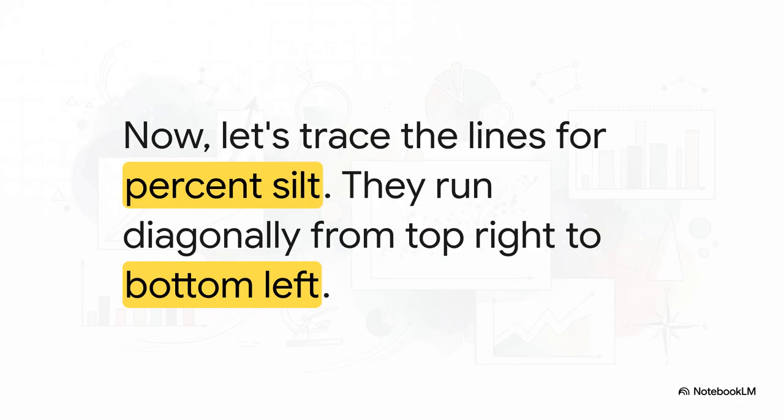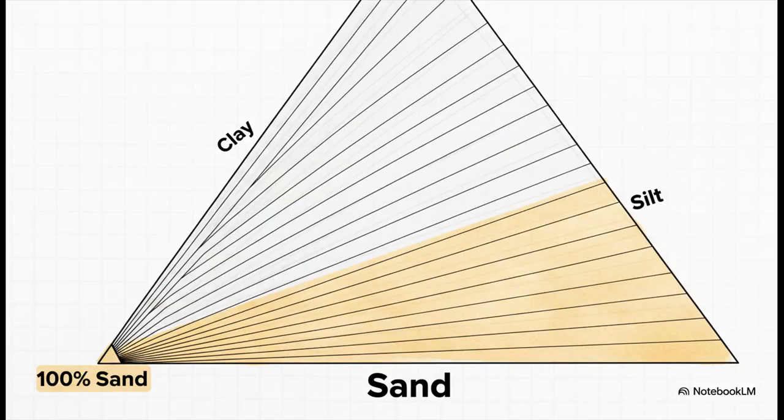Now let's look at silt. Its lines run diagonally down and to the left. If you're on the far left edge, that's 0% silt. As you follow those lines toward the bottom right corner, the silt percentage climbs all the way up to 100. And last but not least, sand. You've probably guessed it. Its lines run in the other diagonal direction, down and to the right. So the far right edge is 0% sand, and as you move toward that bottom left corner, you get more and more sand, until you hit 100%.